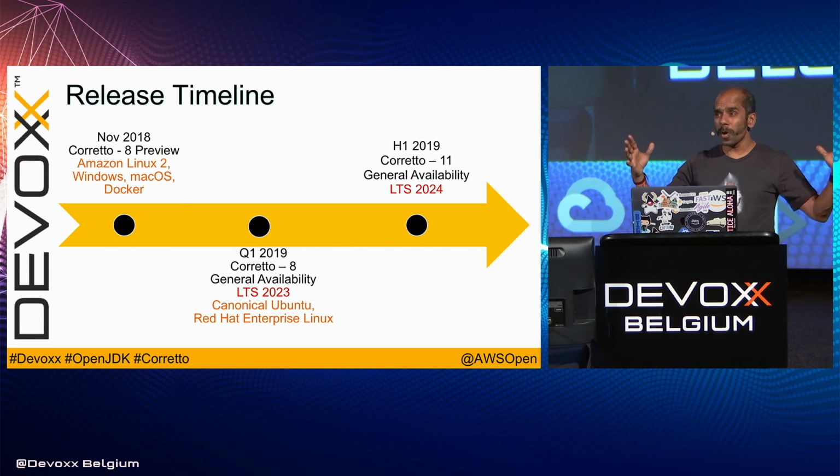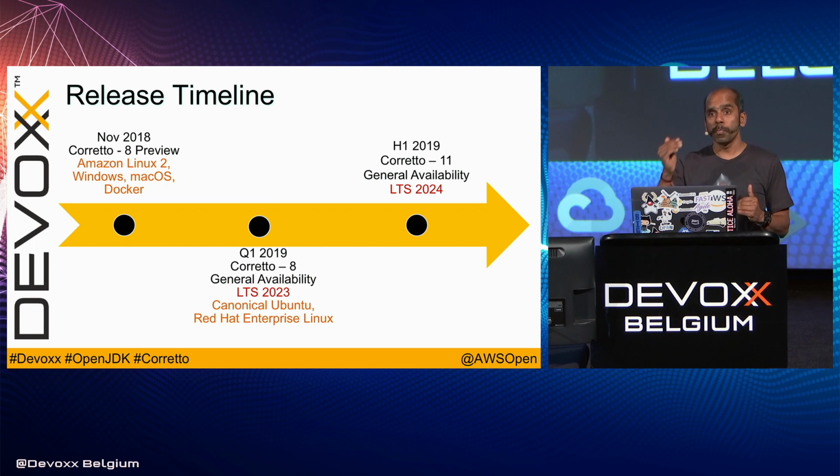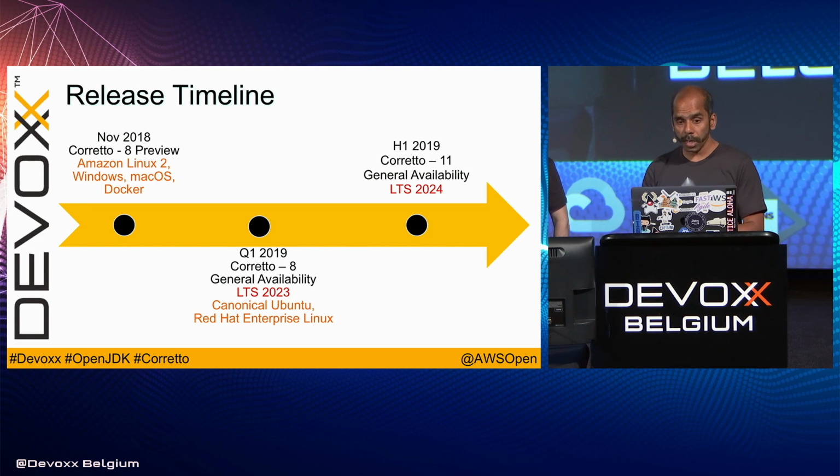H1 2019 is a broad window, but what we would like to say is before April 2019, we're giving you ample time to test Corretto 11, which would correspond to OpenJDK 11. We will provide Corretto 11 to you. So you will be able to download Corretto 11 on the exact same set of platforms. And the LTS for Corretto 11 is 2024.